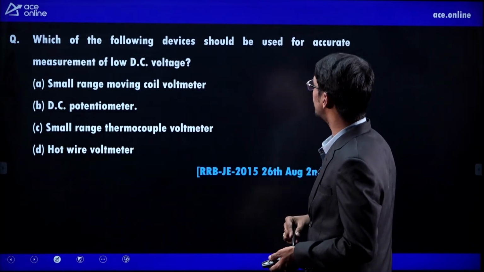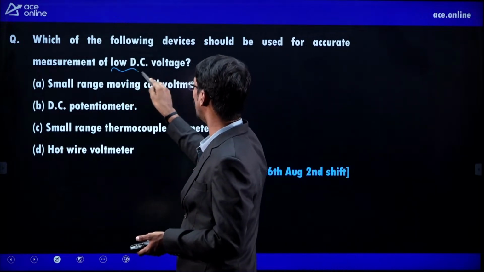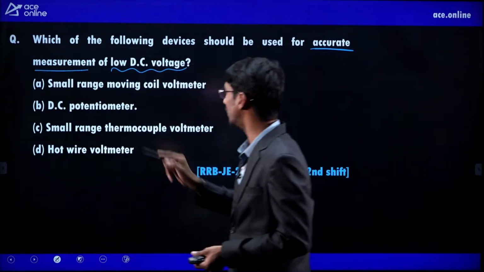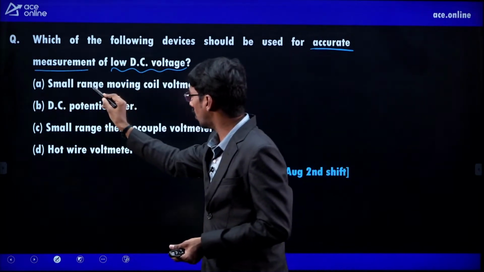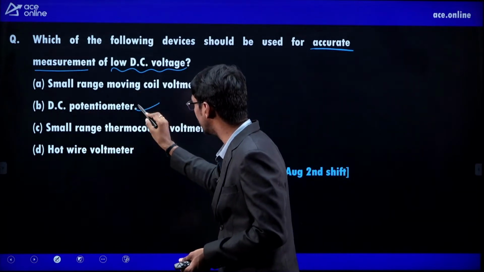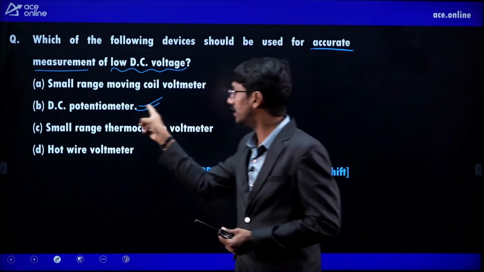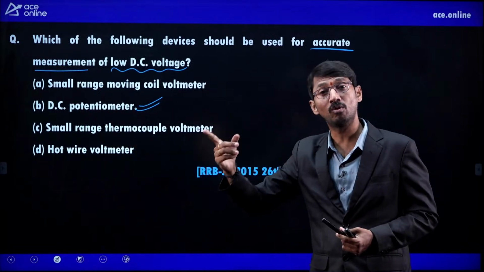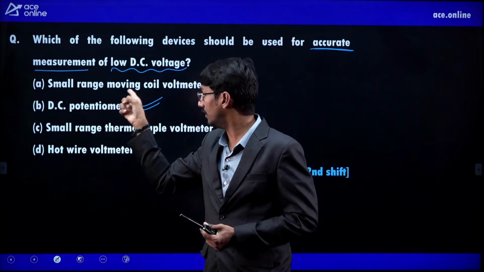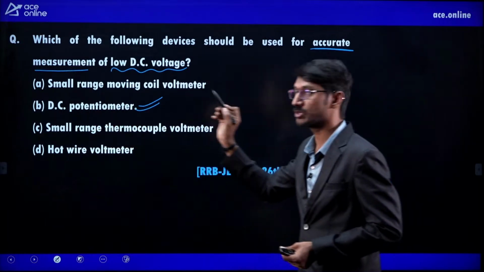Right? Next question. Which of the following devices should be used for accurate measurement of low DC voltage? That too he mentioned accurate measurement. Guys, a moving coil instrument is okay and works properly, but in the options DC potentiometer is there, so we have to go for the DC potentiometer. In the concept explanation also I told you DC potentiometers are more accurate even compared to a moving coil voltmeter. That's why simply DC potentiometer is the answer.